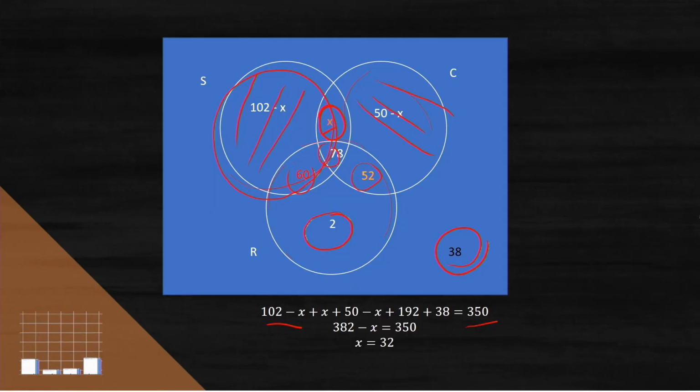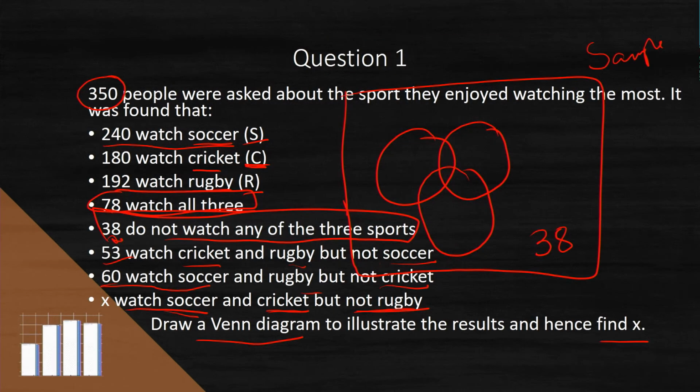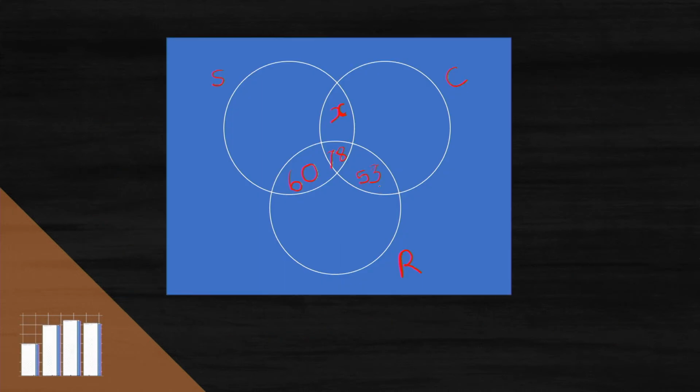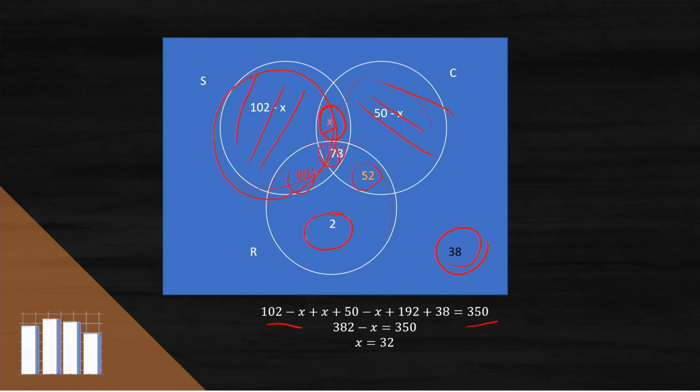I've included that intersection of 78, as you can see, 52. In fact, I think there was a little typing error somewhere there. So it was right in the beginning. It was actually 52 people that watch both cricket and rugby. So this should be a 52 there. And when I look at this diagram, I see that it's a 52 there.